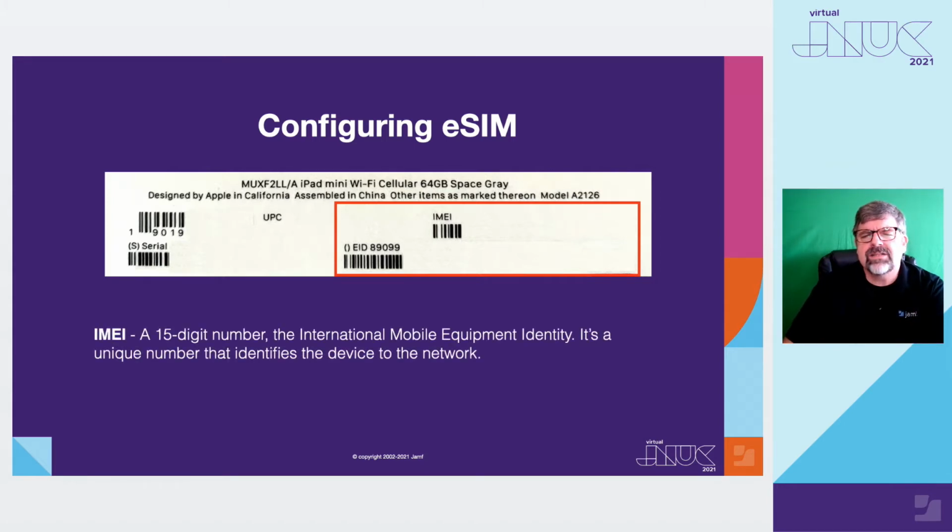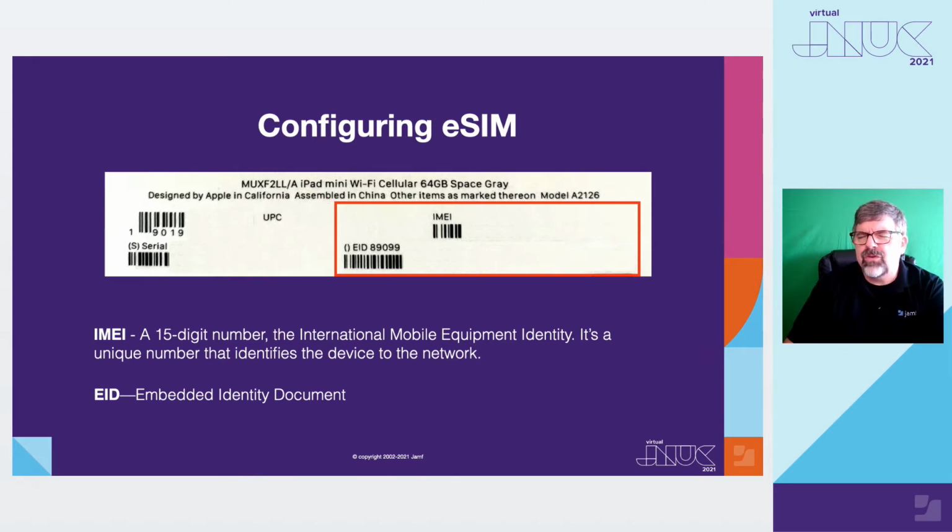Have you ever unboxed and looked at a cellular data iPad? There are two new numbers that are going to appear on the label for you. The first is something called an IMEI, or the International Mobile Equipment Identity. It's a unique number to the device. The second number that you'll need to know is the EID, or the Embedded Identity Document. These two pieces of information you will provide to your cellular carrier, and they will in turn provision an eSIM profile for you.